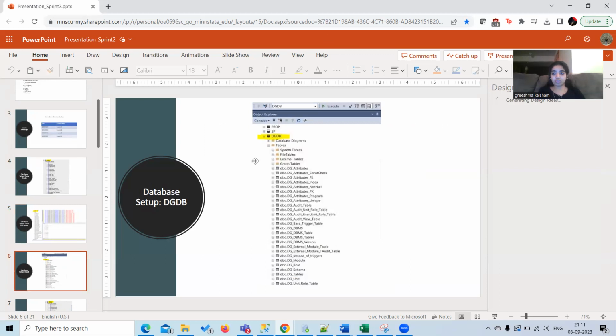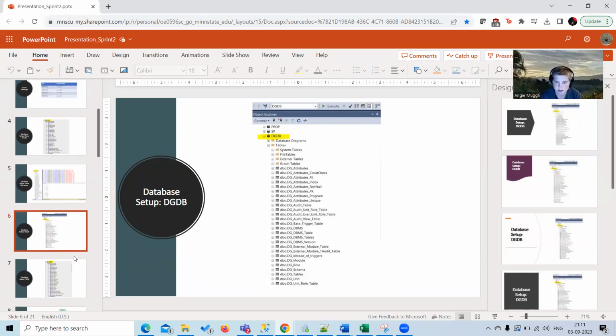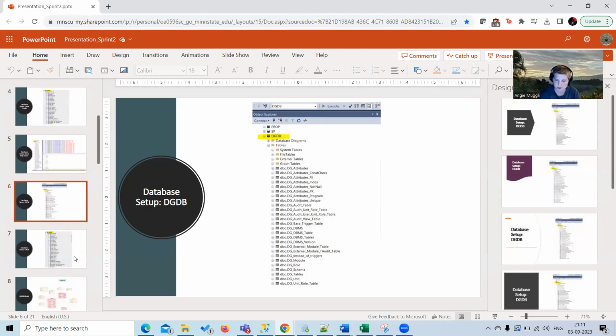Next would be DGDB. We loaded DGDB into SSMS, and the script was very nice. Loaded perfectly, no problems.